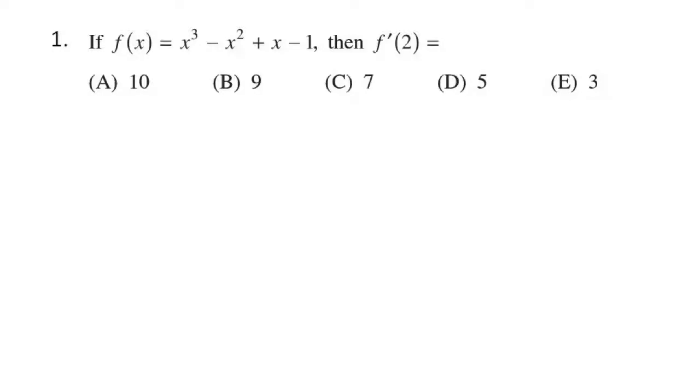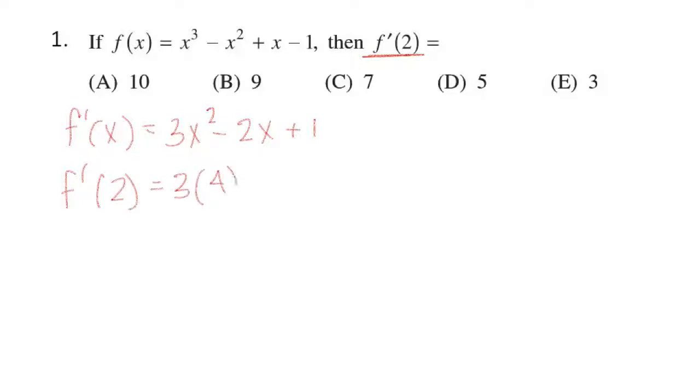For number 1, you're asked to find f prime at 2, and most everybody did great on this. You do need to find f prime at x first, and that's going to give us 3x squared minus 2x plus 1. And now we need to find f prime at 2. So that's going to be 3 times 2 squared minus 2 times 2 plus 1. So f prime at 2 is 12 minus 4 plus 1, so you're going to get 9. So my answer should be B.